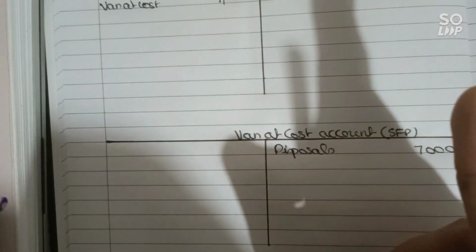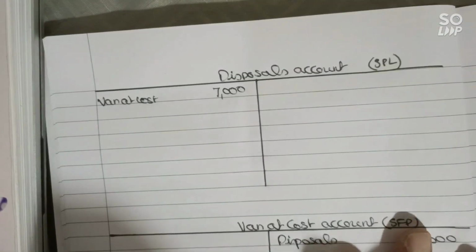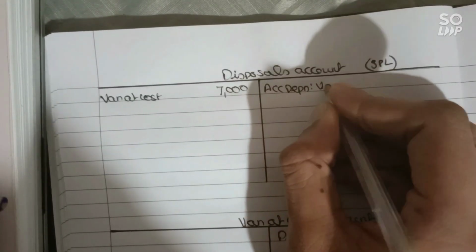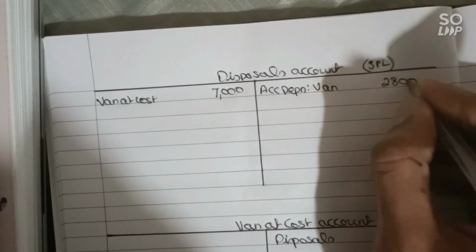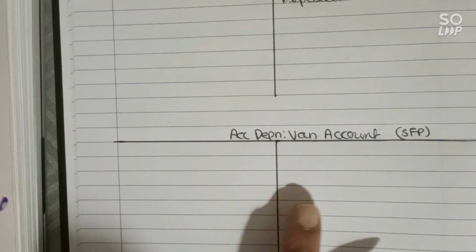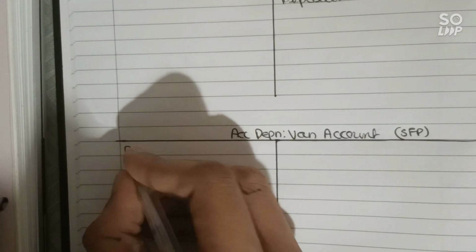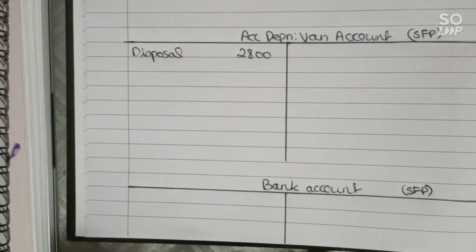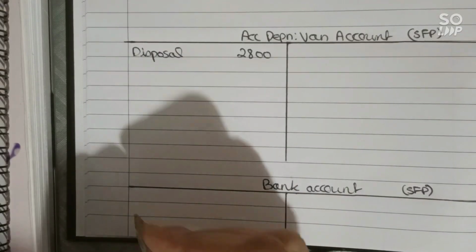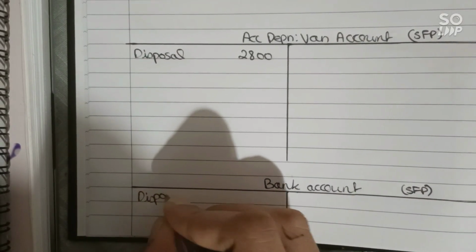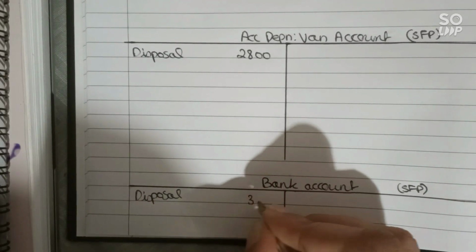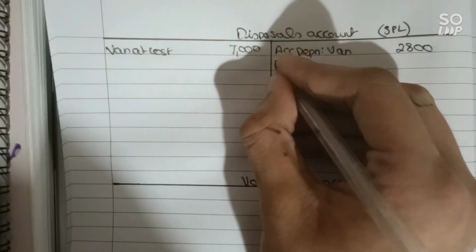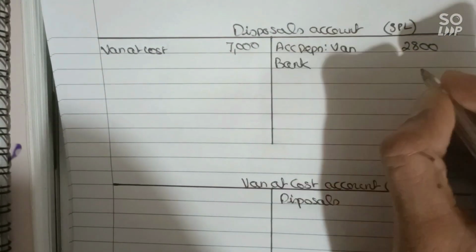The second step is to remove the accumulated depreciation, for which we have to credit the disposals account for 2,800 and debit the accumulated depreciation for 2,800. The final step is to record the disposal proceeds, for which we debit the bank for 3,000 and therefore we credit the disposals account for 3,000.